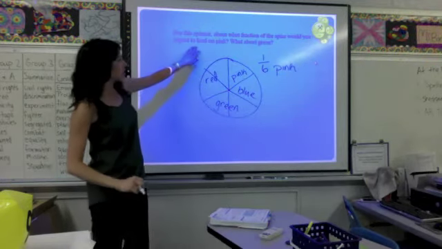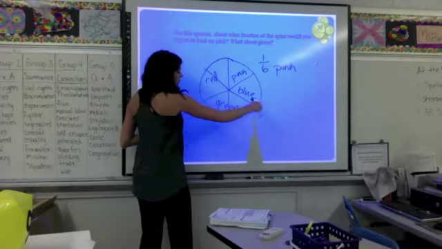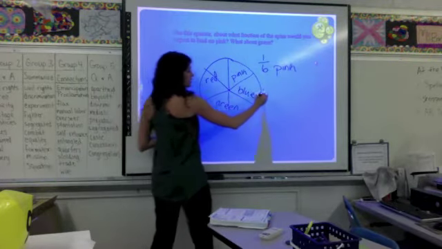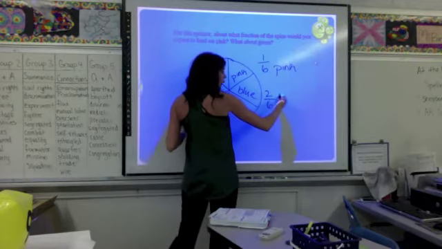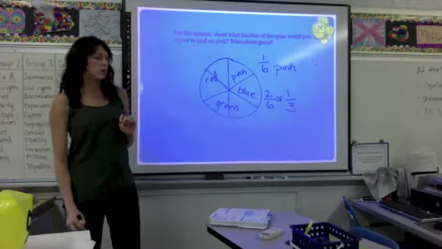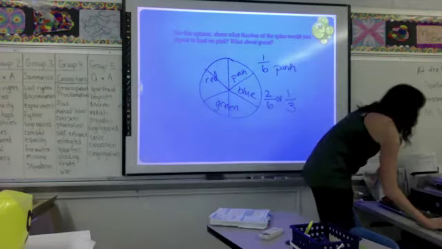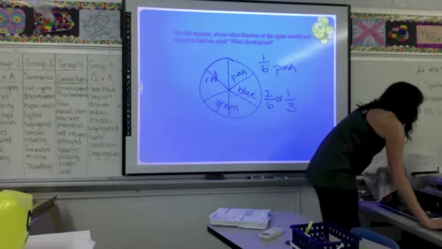What fraction of the spinner does green represent? So green takes up this whole space down here. That's 2/6 or 1/3. Those are equivalent fractions. All right, let's move on to the next one.